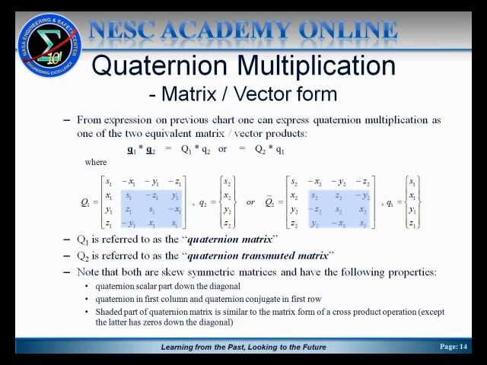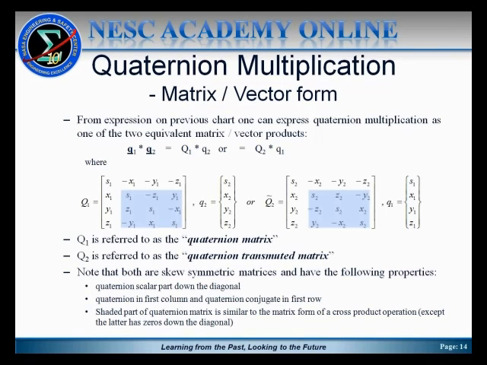So if you just rearrange the equations on the previous page for that multiplication, you can express it as one of two equivalent types of matrix vector products. You can either write Q1 times Q2 as capital Q1 times Q2, or capital Q2 times Q1, where capital Q1 and capital Q2 are just 4x4 matrices. And they have similar characteristics, as we'll describe in a moment.